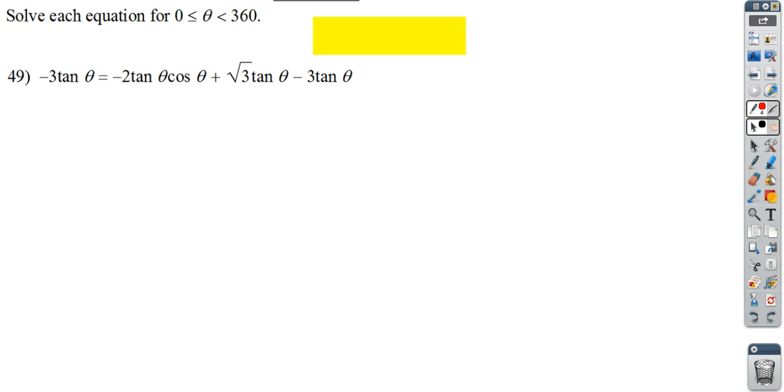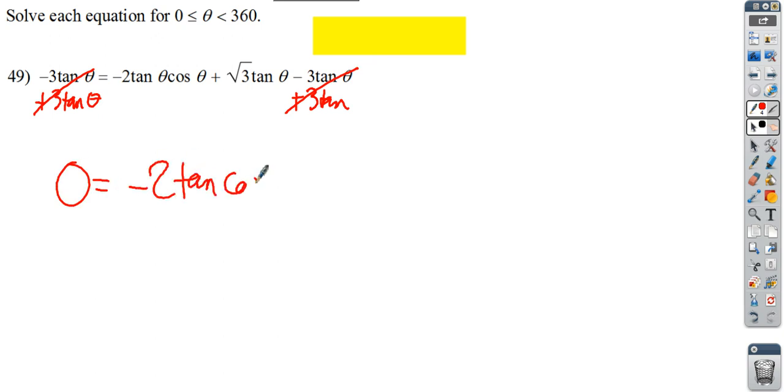So the first thing to do is, it's always nice to put everything in standard form. So let's make one of these sides equal 0. This one is easier to make 0. And what's nice about this is now these things cancel, so we don't actually have to deal with that. So negative 2 tan cosine plus radical 3 tan.